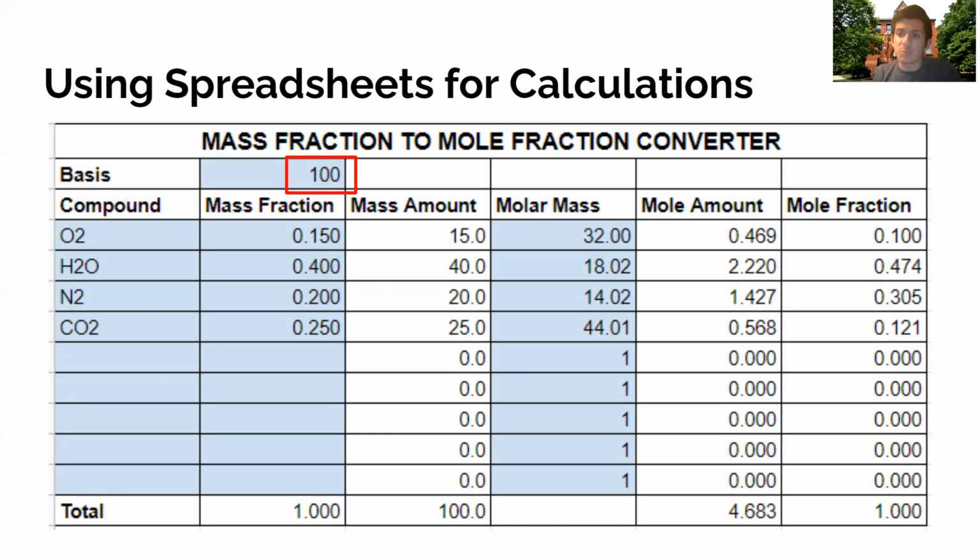A really important thing that a spreadsheet can do too is automatically check your mole fractions, making sure they add up to 1. If all the mole fractions that you have added together don't equal 1, you know you made a mistake somewhere, because all the mole fractions added together need to equal 1, similar to the mass fractions.